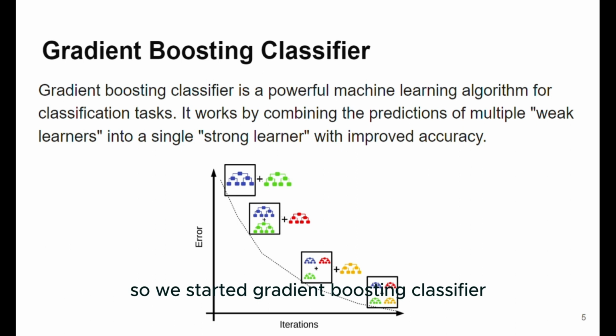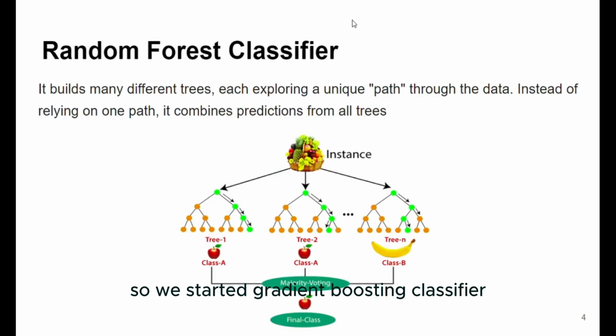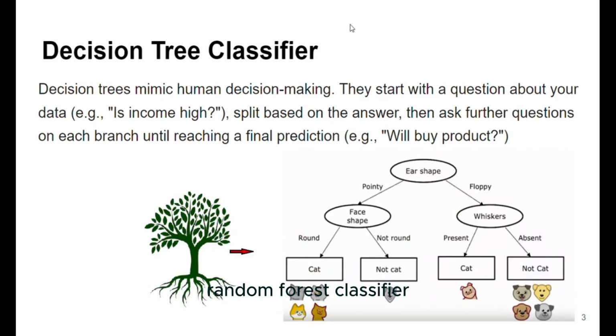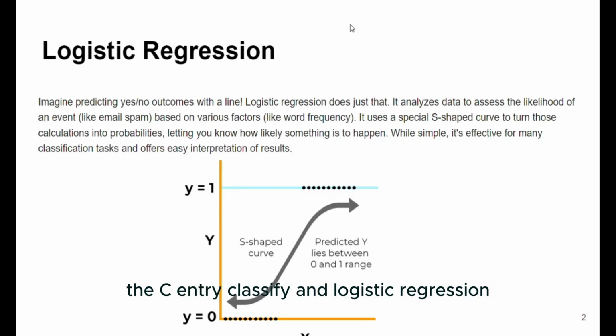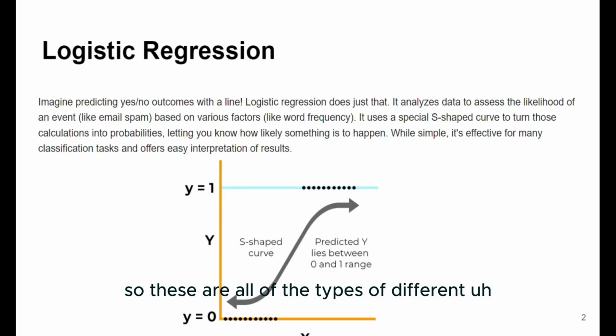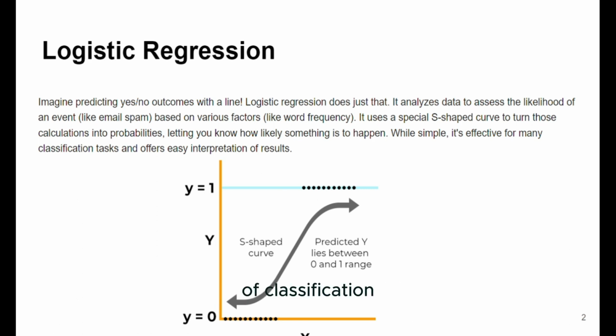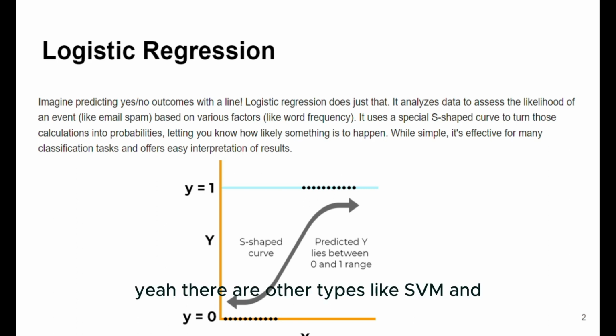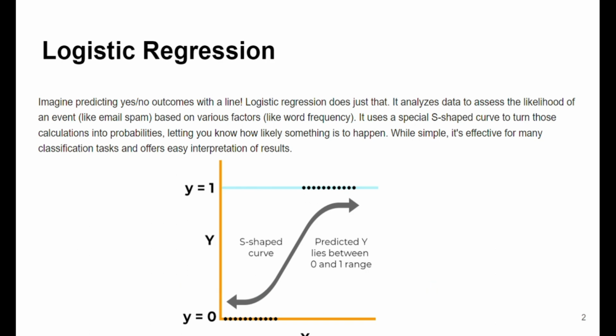So we studied the gradient boosting classifier, random forest classifier, decision tree classifier, and logistic regression. These are the different types of classification algorithms. There are other types like SVM and many different regressors, but these four are the most used algorithms inside machine learning.